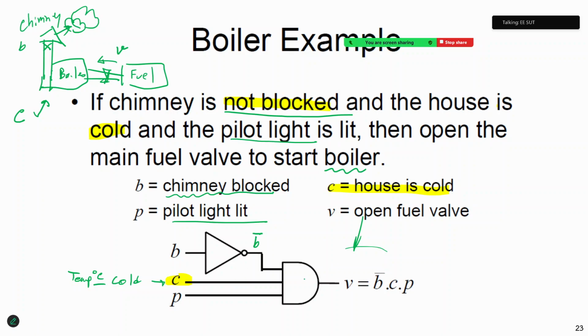So it is B inverse, and it is cold, and the pilot light is lit. Then we turn on. The Boolean is all ANDed together, because this is an AND gate, and together we get the output here. Okay, this is an example.